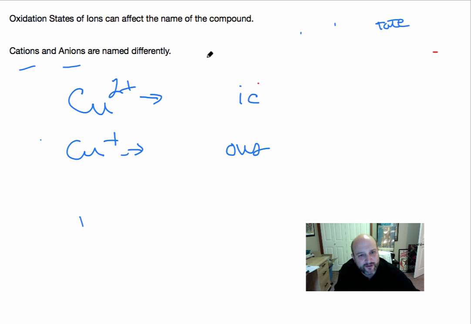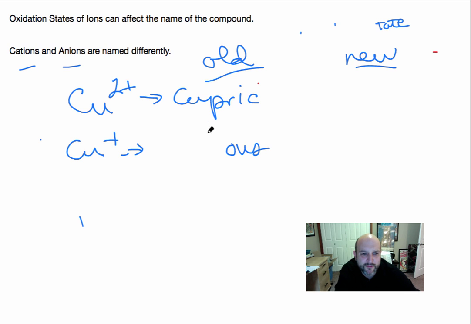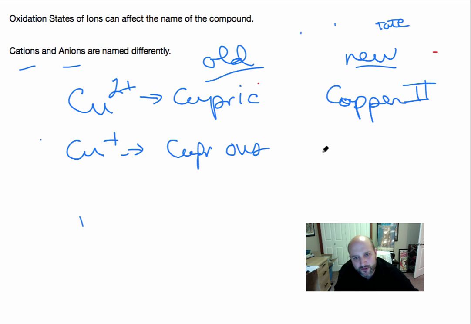So this is the old naming convention, and this is the new hotness naming convention over here. We would call this the cupric ion, and this is called the cuprous ion. But nowadays we call them copper 2, and we call this one copper 1. You have to know both methods because some people are hanging on to the old methods.